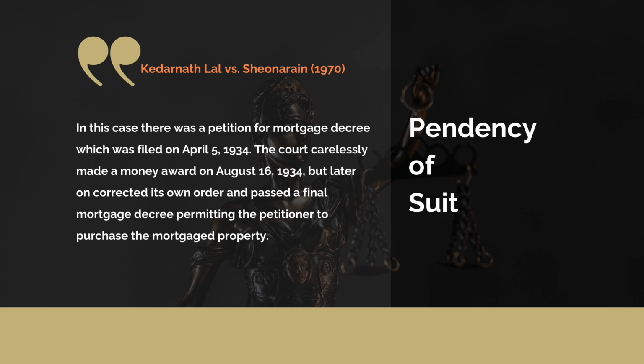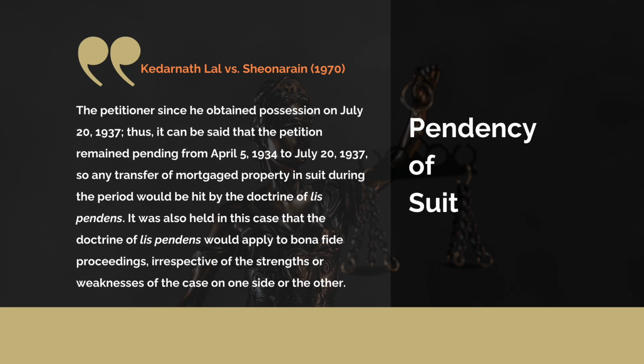In this case, there was a petition for a mortgage decree which was filed on April 5, 1934. It is important to note here that the petition was for a mortgage decree. The court carelessly made a money award on August 16, 1934, but later on corrected its own order and passed a final mortgage decree permitting the petitioner to purchase the mortgaged property. The petitioner obtained possession on July 20, 1937, thus it can be said that the petition remained pending from April 5, 1934 to July 20, 1937. So, any transfer of mortgaged property in suit during the period would be hit by the doctrine of lis pendens.